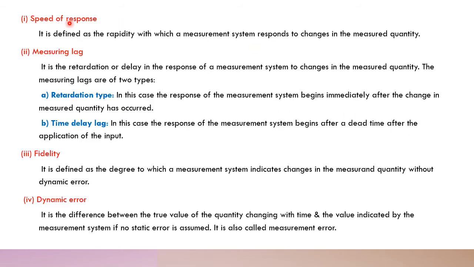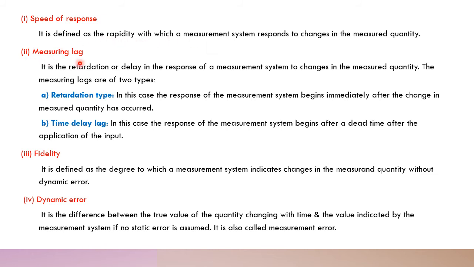First, speed of response. This is the rapidity, that is, how fast the measurement system responds to changes in the measured quantity. If the input varies, how fast the measuring system measures it. That is the speed of response.